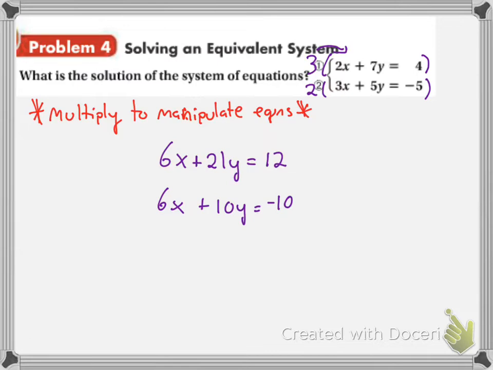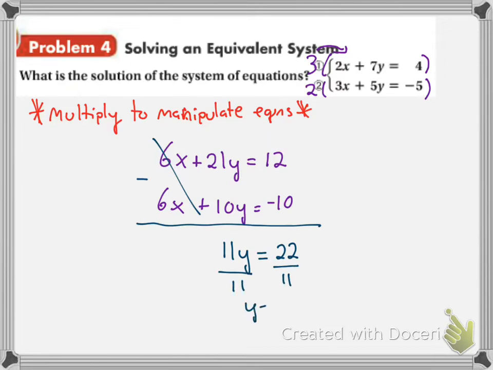Now, from here, I can get them together. I can cancel stuff out. 6x and 6x, they have the same sign, so I'm going to subtract everything. These cancel. 21 minus 10, I'll be left with 11y. 12 minus negative 10 will give me positive 22. Divide both sides by 11. I'm left with y equals 2.